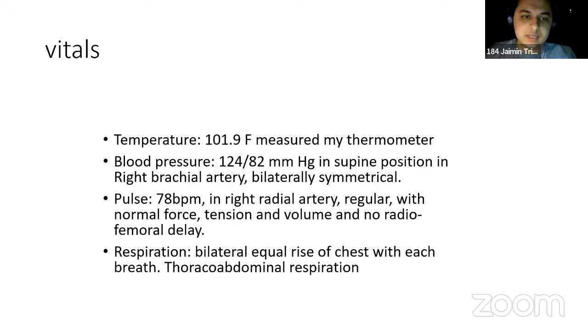The vitals are taken. Temperature is 101.9 Fahrenheit, measured with my thermometer. Blood pressure is 124 by 82 mm of mercury in supine position, in right brachial artery, bilaterally symmetrical. Pulse is 78 beats per minute in right radial artery, regular with normal force, tension and volume and no radiofemoral delay.